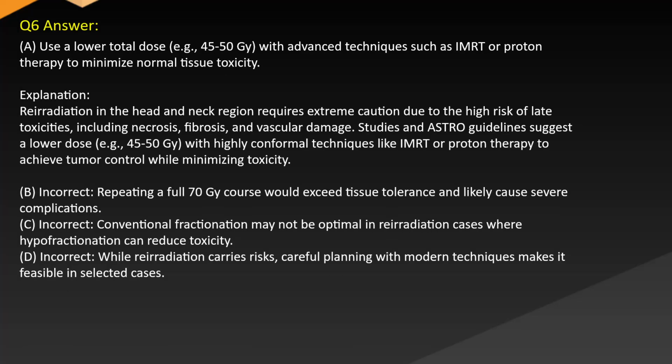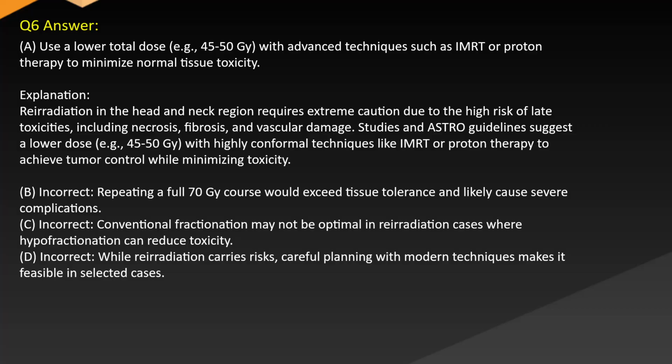Answer A. Use a lower total dose, e.g., 45-50 Gy, with advanced techniques such as IMRT or proton therapy to minimize normal tissue toxicity. Explanation: re-irradiation in the head and neck region requires extreme caution due to the high risk of late toxicities, including necrosis, fibrosis, and vascular damage. Studies and ASTRO guidelines suggest a lower dose, e.g., 45-50 Gy, with advanced techniques like IMRT or proton therapy to achieve tumor control while minimizing toxicity.